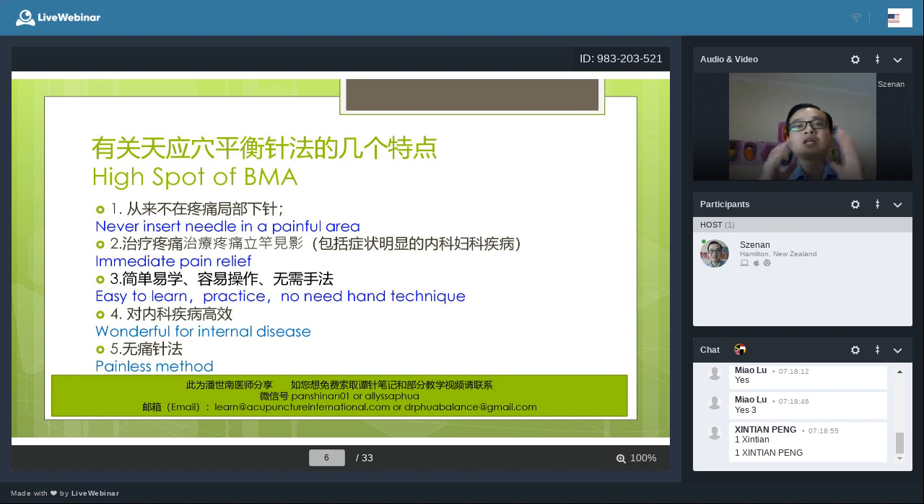Okay, I'm not saying that you can't put needles on the local area. I'm saying that in Dr. Tan's balance method, this method never puts needles on the local area, on the painful area. Instead, it chooses distal points. But you know, in your practice, do you get results by putting needles in the back pain area? Yes, you do. Well, do you get 100% results? Do you get instant results? That's my question for you.